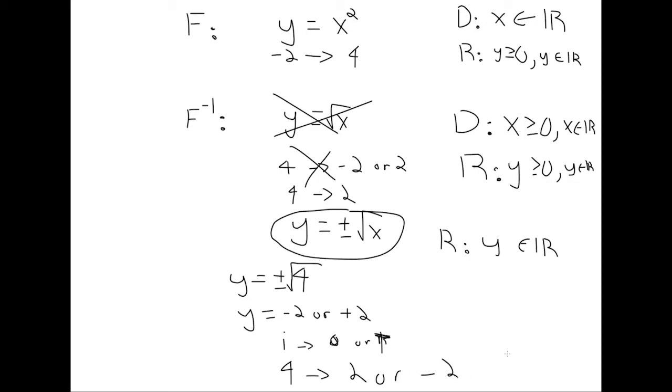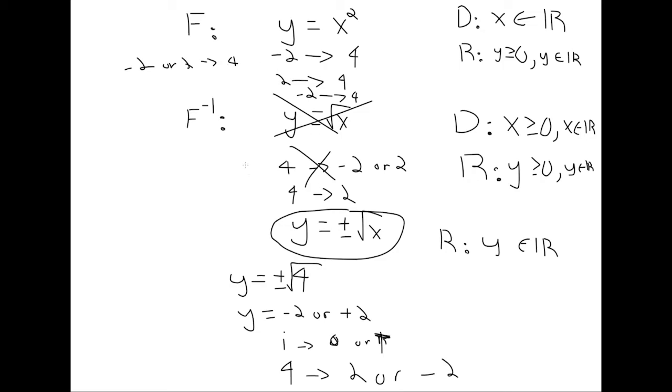A function would just have something like this, where 2 will get you a 4, or negative 2 will get you a 4. You always only have one output per input. Every input only has one output, right? Now you can have two inputs that get you the same output, and it will still be a function. But you can't have two outputs for one input. Okay? Does that make sense?